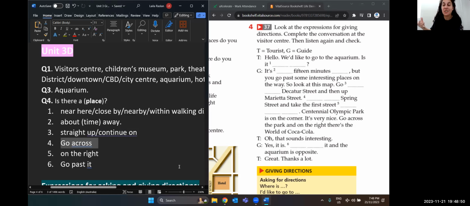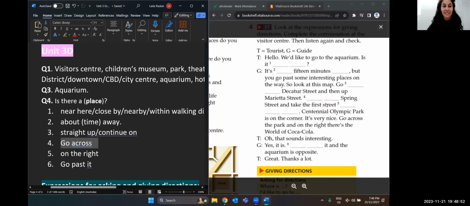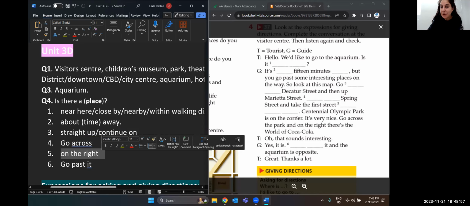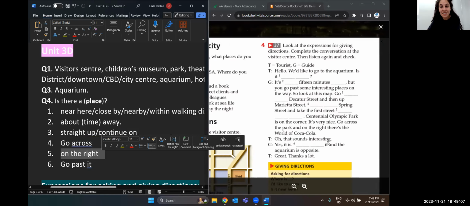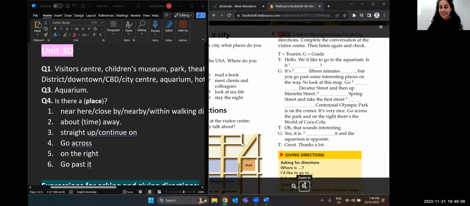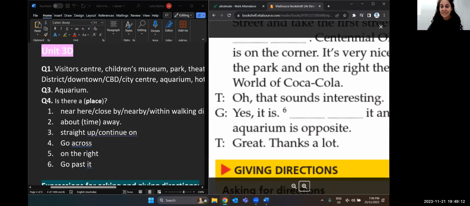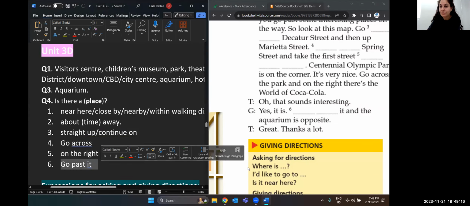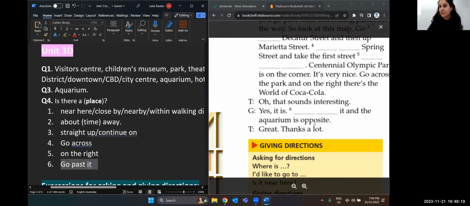So we looked at these words, ordinal. The first street on the right. Centennial Olympic Park is on the corner. It's very nice. Go across the park and on the right, there's the World of Coca-Cola. Oh, that sounds interesting. Yes, it is. Number 6. Go past it. And the aquarium is opposite. Remember, opposite is like in front of. It's opposite. Great. Thanks a lot.